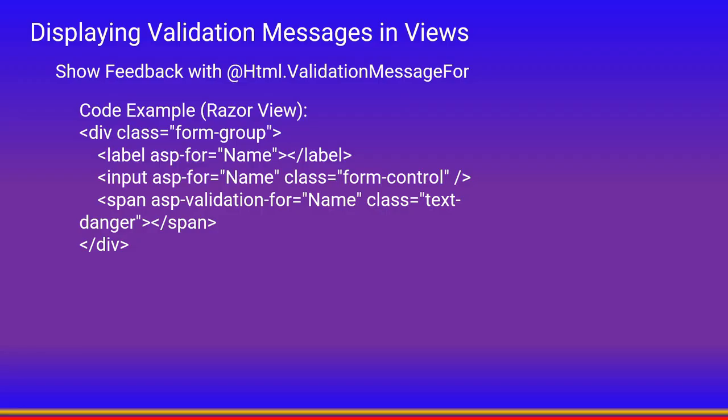Once our model is set up with validation rules, it is important to provide feedback to users. Using Razor syntax, we can display validation messages right below each input field. asp-validation-for binds the error messages from the model state to your view, ensuring users see exactly what needs correction. This enhances the form filling experience and reduces frustration.